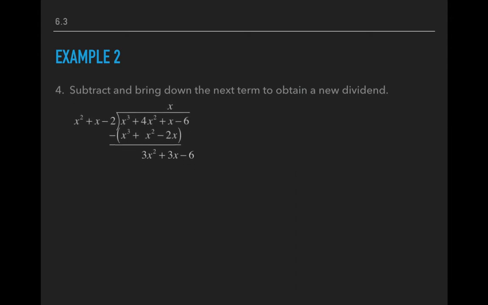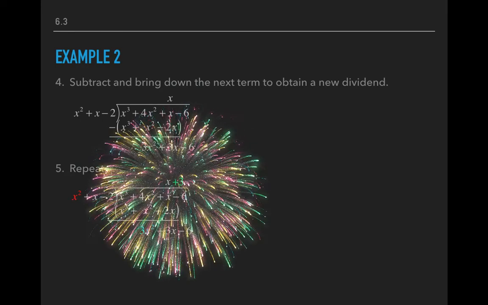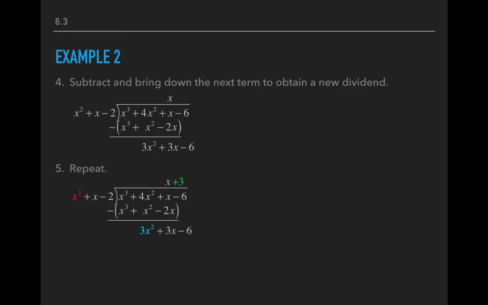Okay, now step 5 here, we just repeat the process. So we look and we say, okay, x squared, what would I have to multiply it by to get 3x squared? Well, that's a 3. Now take that 3 and multiply it by your entire divisor. 3 times x squared is 3x squared. 3 times x is 3x. And 3 times -2 is -6. Now subtract that whole purple polynomial from the one above it.